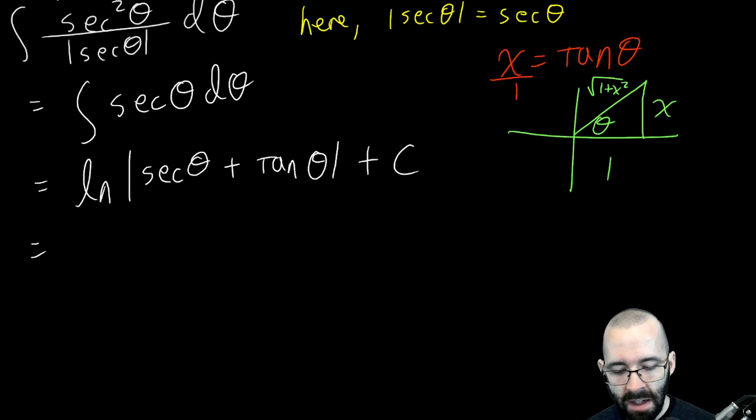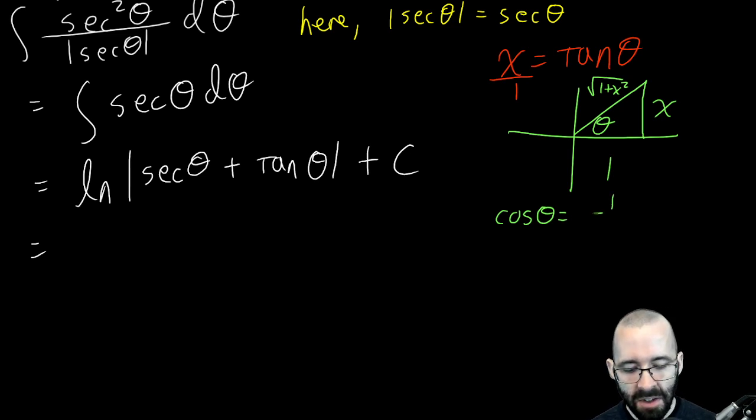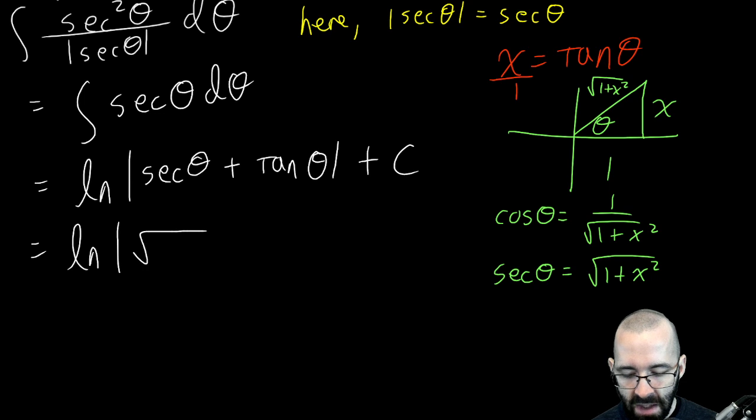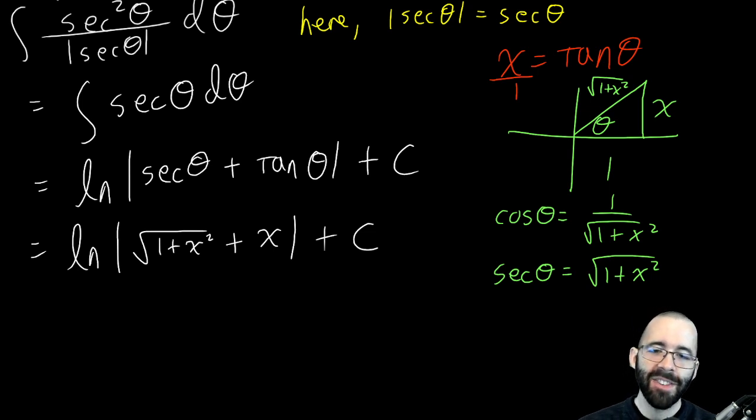Oh, okay. So that tells us that cosine of theta, this is an intermediate step that I like. You don't need it. Cosine of theta is adjacent over opposite. So secant of theta is that reciprocal. So we get the natural log of the absolute value of the square root of 1 plus x squared plus tangent of theta, which is just x, plus c. And now we have a really interesting question that I did not foresee.